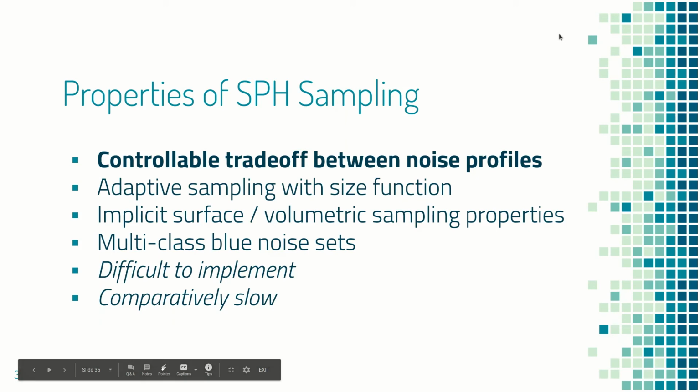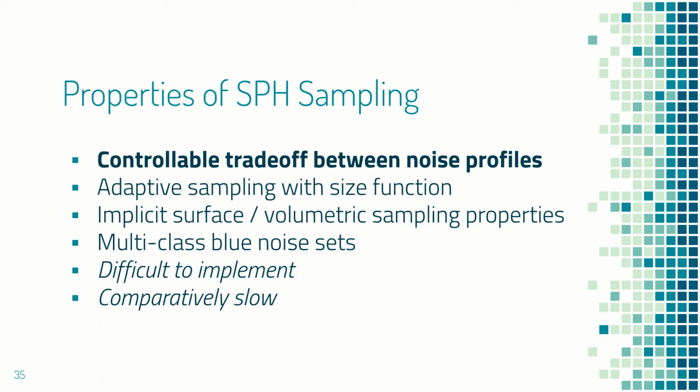So the properties of SPH sampling include the trade-off between these different noise profiles. I think that's the main advantage of using SPH sampling, that you are able to generate these different types of noise profiles within the blue noise spectrum. It is possible to do adaptive sampling. There are many published methods that do this as well. It is possible to do various applications, including surface and volumetric sampling, which is really helpful. And multi-class is actually quite a unique property of this method.